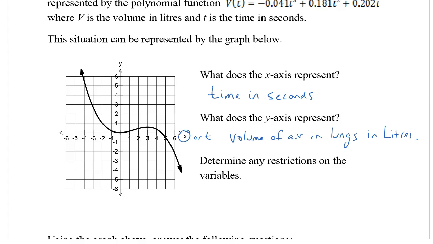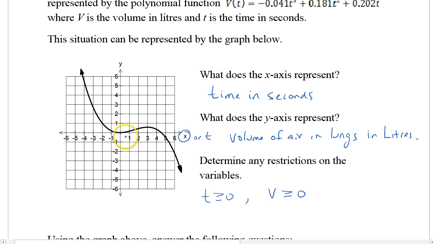Determine any restrictions on the variables. Well, first of all, if the x-axis is time, we can't really have negative time. So I'm going to say that the t has to be greater than or equal to 0. No matter what this volume of air in the lungs is, we're not going to have negative time. And the second one is that we can't have a negative volume. So the volume has got to be greater than or equal to 0. It's impossible to have a negative volume in your lungs.